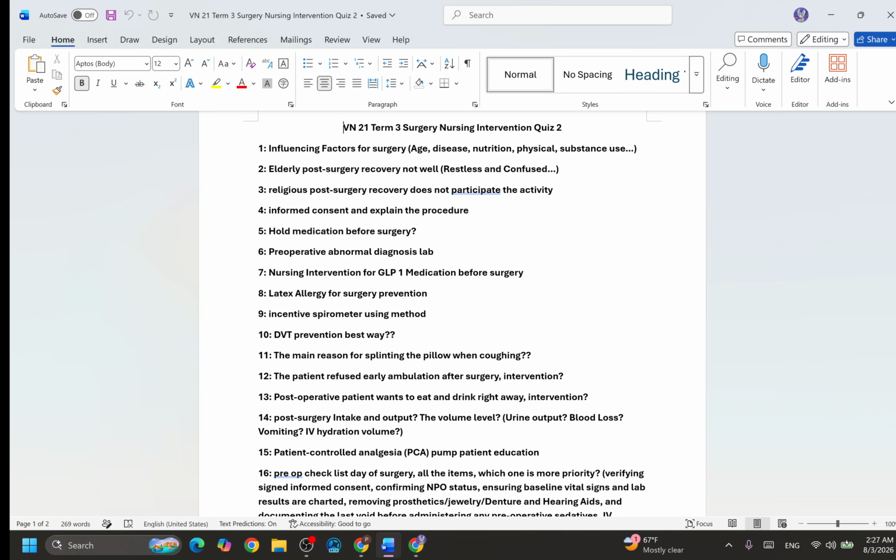12. The patient refused early ambulation after the surgery, and your intervention. So this is also another patient who refuses to participate again. So what would you do?